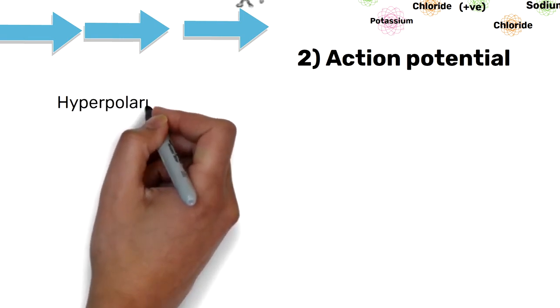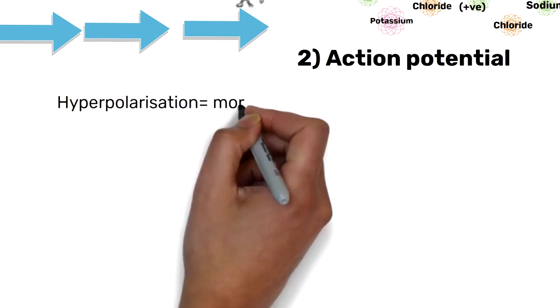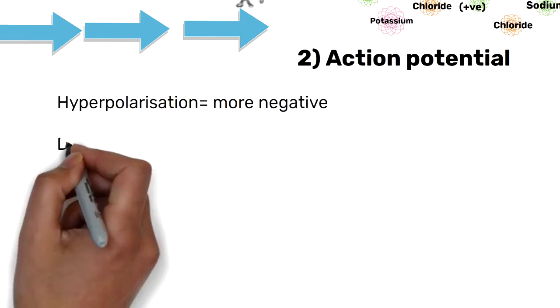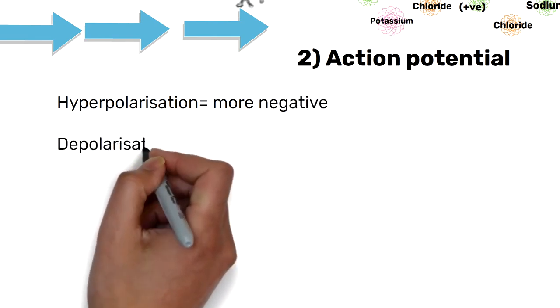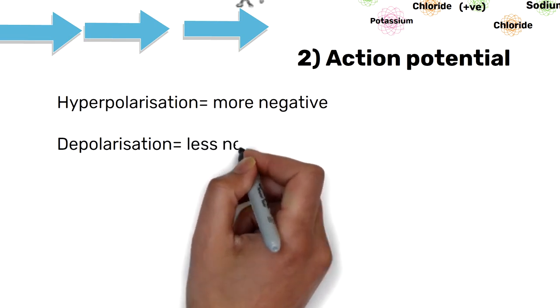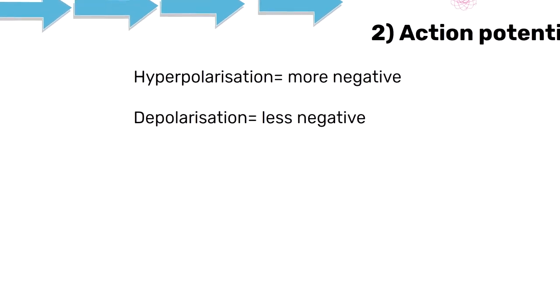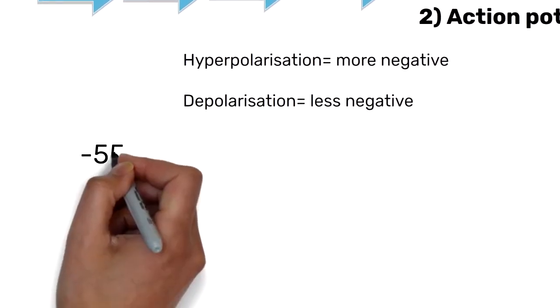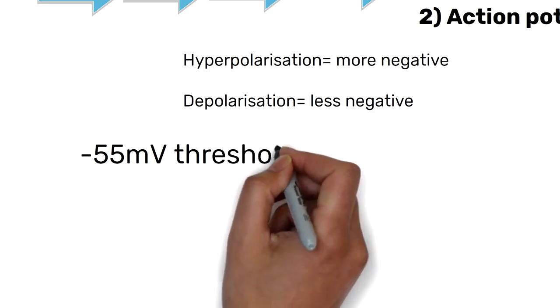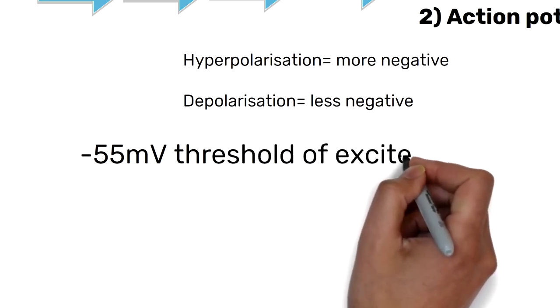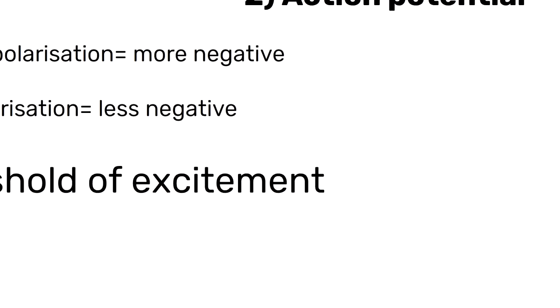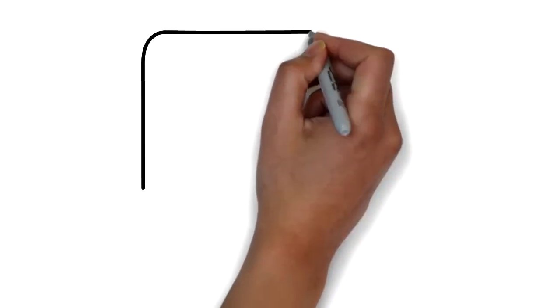So the resting potential remains stable until the neuron is stimulated by either hyperpolarization, which is when the membrane potential becomes more negative, for example, to negative 80 mV or negative 90 mV, or depolarization, which is when the membrane potential becomes less negative, for example, negative 60 mV or negative 55 mV. The threshold of excitement is negative 55 mV, and this refers to the level above which any stimulation produces a massive depolarization and the action potential is produced.